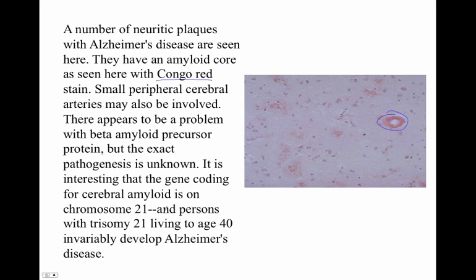It's interesting that the gene coding for cerebral amyloid is on chromosome 21, and persons with trisomy 21 living to age 40 invariably develop Alzheimer's disease. So this association between a genetic chromosome location for trisomy 21 or Down syndrome, that it's inevitable for those people living until the age of 40 that they'll develop Alzheimer's disease. So this connection is something that's being looked at as well.